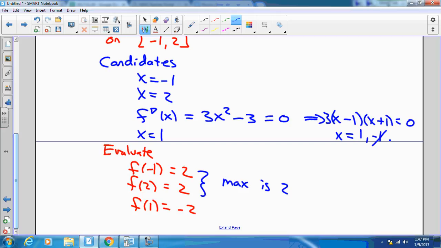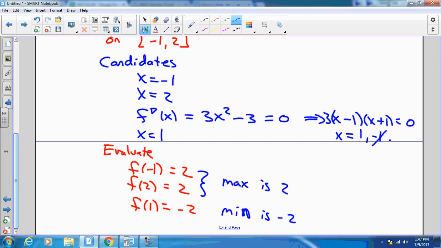Please notice that the max value is a y value. It is not the x value where it is located. Right? So don't tell me x equals -1 is a max. That doesn't make any sense. The max value is the y value, the maximum value of the function. And then the minimum value is -2.